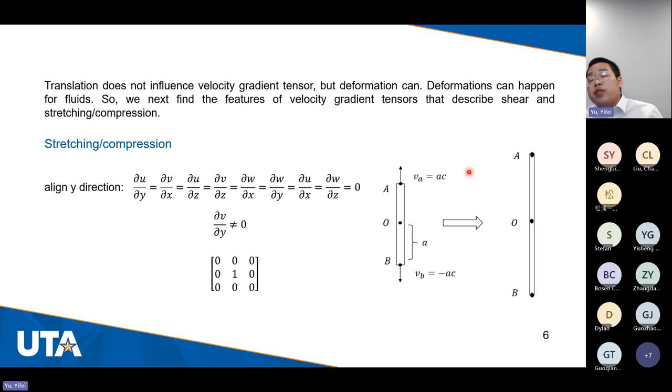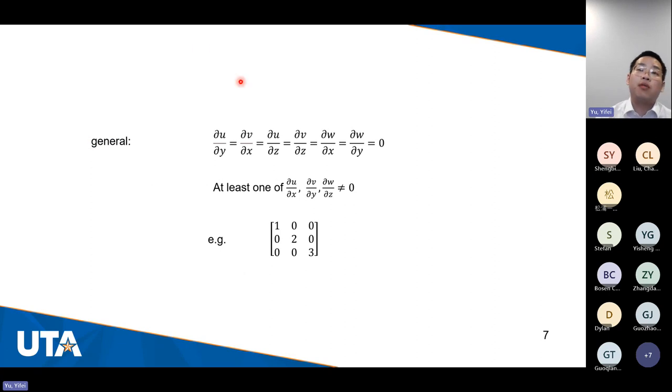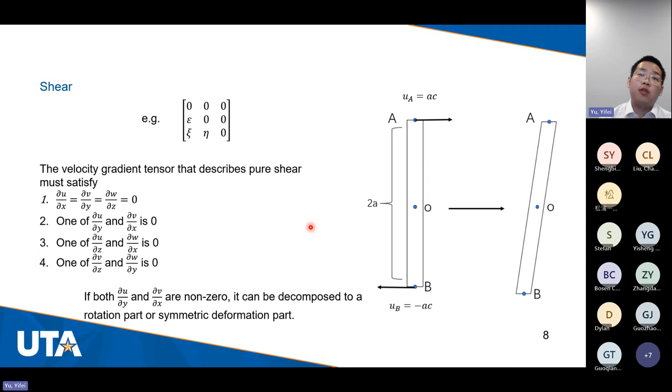So next we find the features of the velocity gradient tensor that describes pure stretching. The key feature for pure stretching is it can only have diagonal entries, right? The matrix shown here is the stretching along the y direction. So for a general situation, you can have entries on the diagonal and the other entries must be zero. That's pure stretching. And another type of deformation can also influence the velocity gradient tensor. That's shear. So what is the key feature for the shear matrix? The key feature is the diagonal elements should be zero, right? If it has diagonal elements, that's part of stretching.